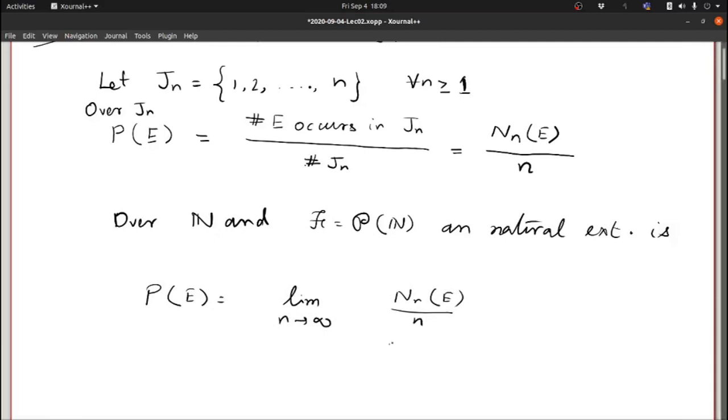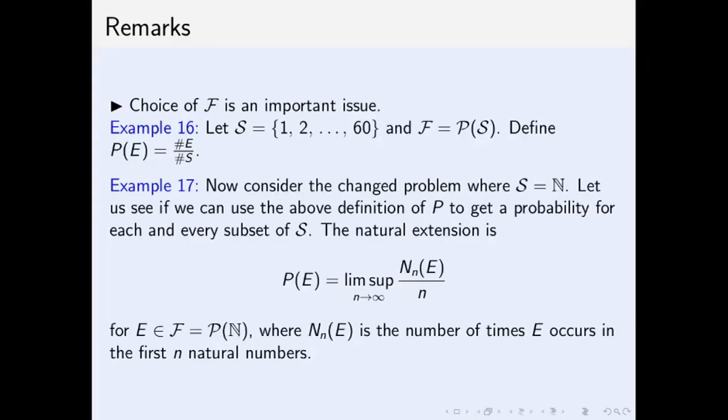Now note that I do not know whether this limit is going to exist or not. To overcome this problem, suppose that instead of the limit, I take the limit superior. That way we define the extension of the probability defined using the classical definition over capital N, the set of all natural numbers, and this is a very natural extension. Now we will check whether this is a probability or not. But before that, let us find out, if I use this as a definition, what the value of P will be for some specific set.